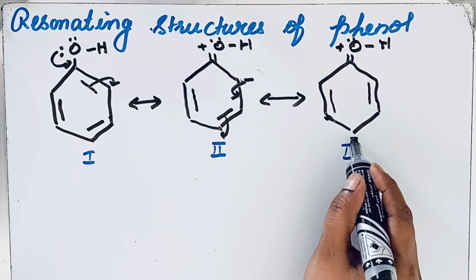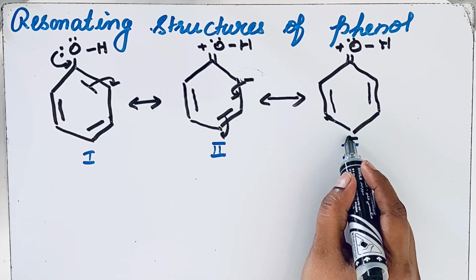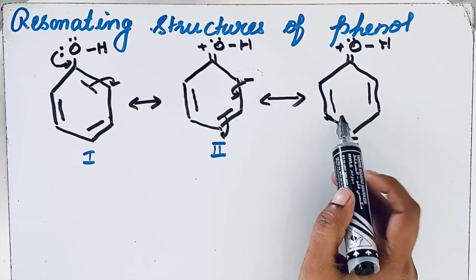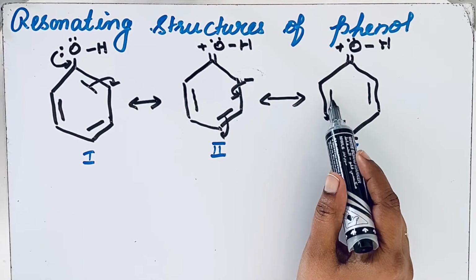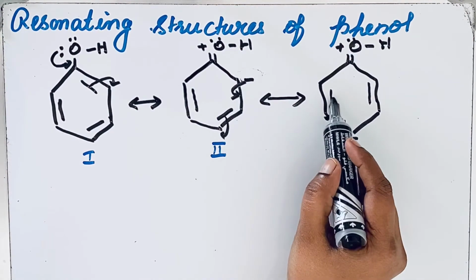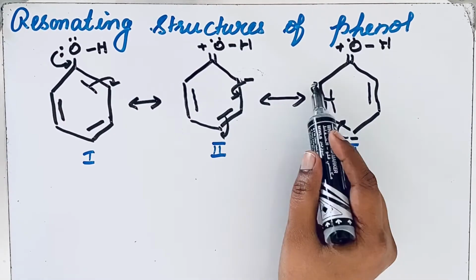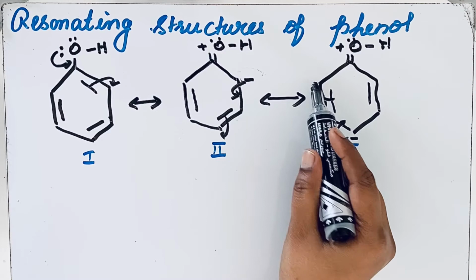Now this will move here and it will create the double bond. When it creates a double bond here, this double bond breaks and this will form a negative charge here. So electron density now increases on this carbon.